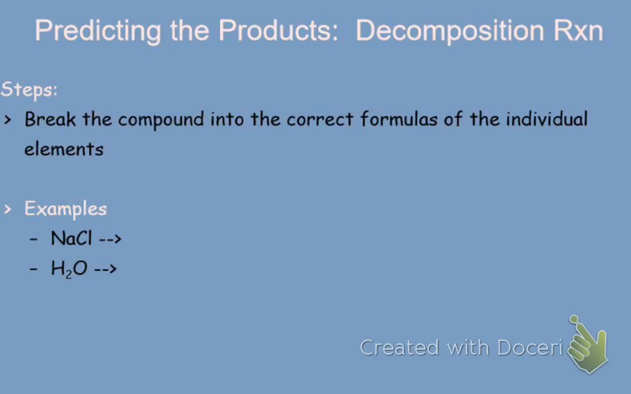Welcome, ladies and gentlemen, to our discussion of predicting the products of decomposition reactions. Now, there are many types of decomposition reactions, but we are going to work on a specific kind called binary. If you recall from our naming system, binary means two elements. So we are only going to worry about predicting the products of compounds that have only two elements in them.